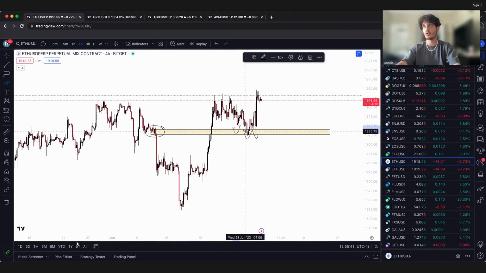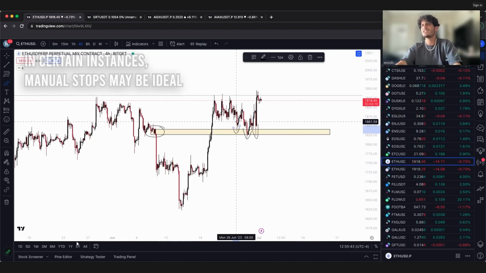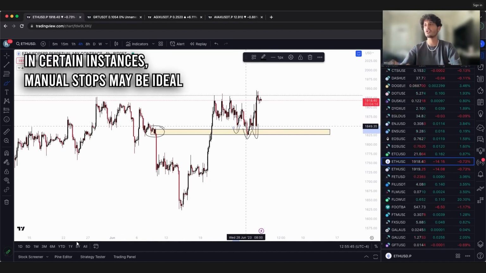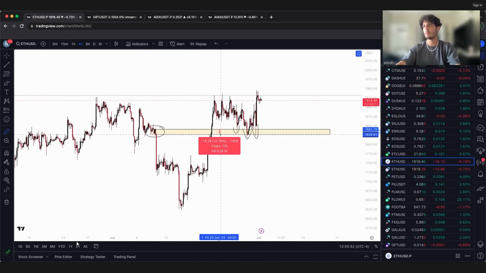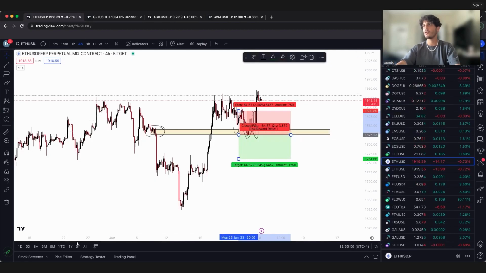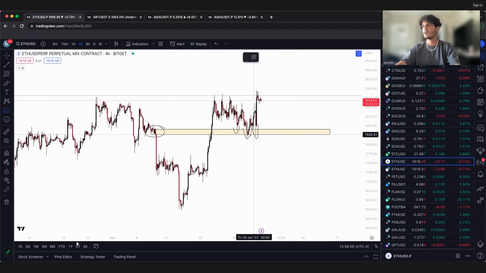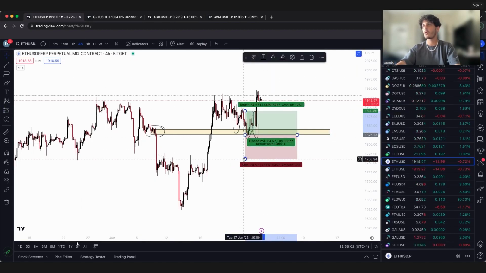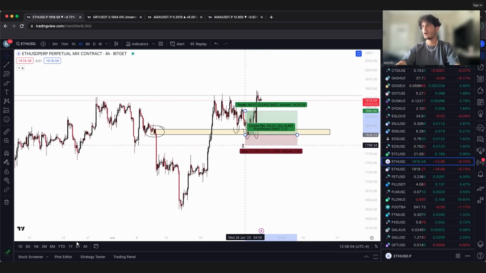This one was very controlled and very easy to play. But in certain instances, you might be wanting to play manual stops, depending on how loose the zone is. You would play it almost exactly how you would play your supply zones. What I mean by that, you would measure the order block, and you would put your long tool down at equal or double the size of it. And this one, you can play a very tight invalidation, so 1.5%.